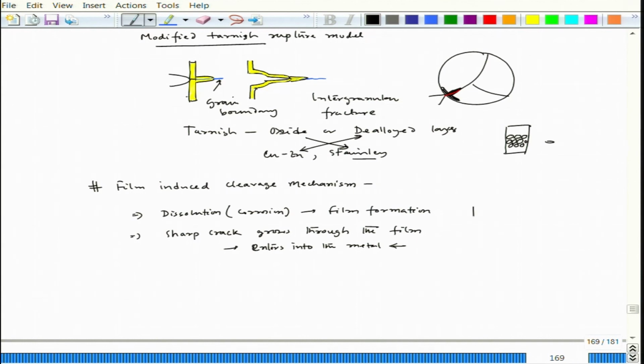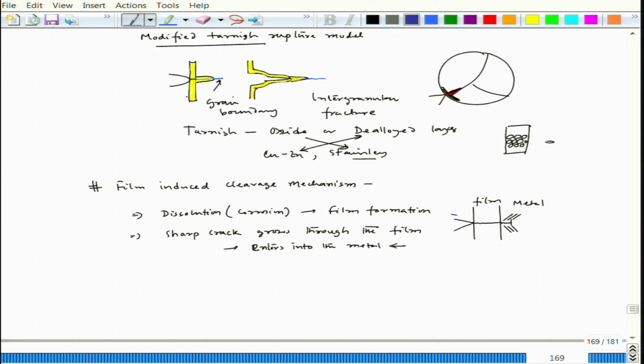So, that means you have a film, and this is the crack, and that crack grows through the film, and even after entering the end boundary of the film, this is the metal part, this is the film, it also enters a little bit into the metal, and of course, in that metal there will be slip planes. So, the deformation can happen, and then the crack is arrested over here.